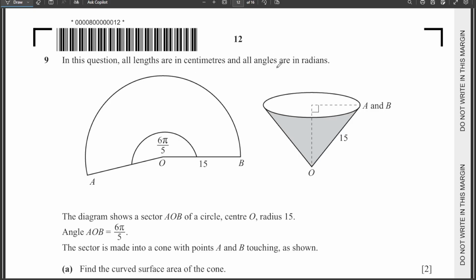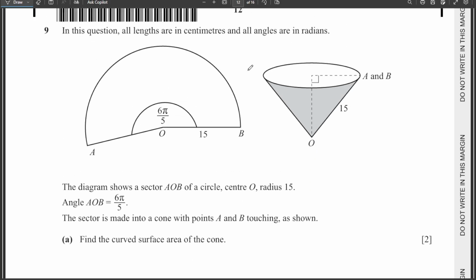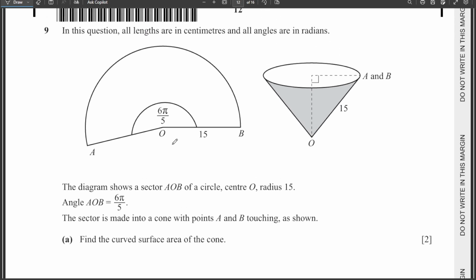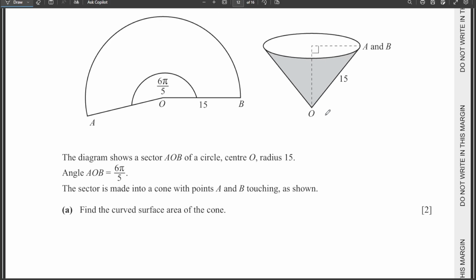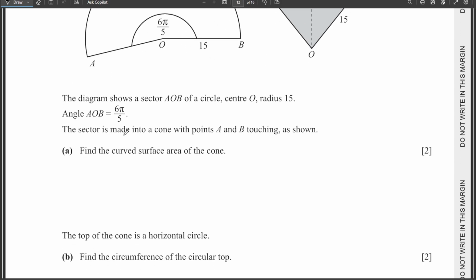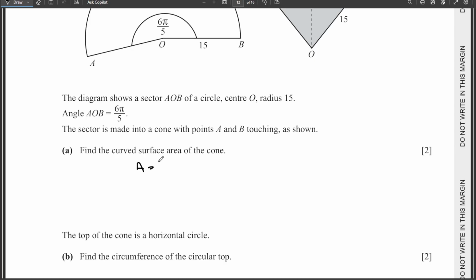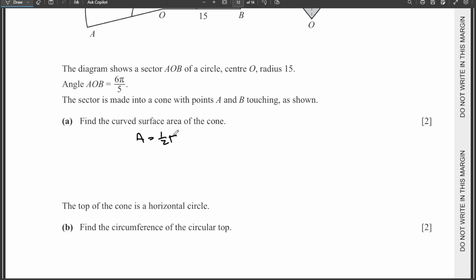All lengths in centimeters and angles are in radians. So a sector of a circle is being folded into a cone, and we're given the angle of the major sector and also the radius of the sector. We want to find the curved surface area, for which we can use the formula half r squared theta, where theta is in radians. So half, r is 15 squared, and theta is 6 pi over 5. So altogether the area is 337.5 pi cm squared.